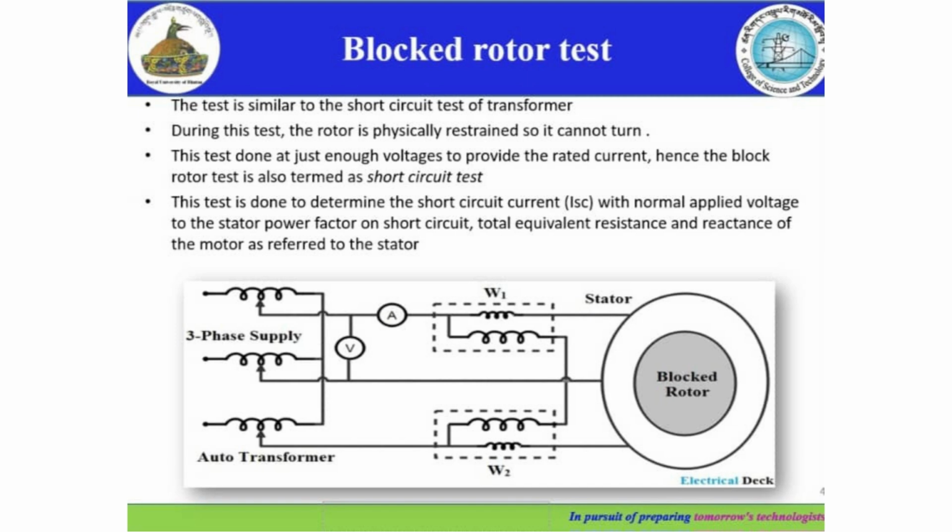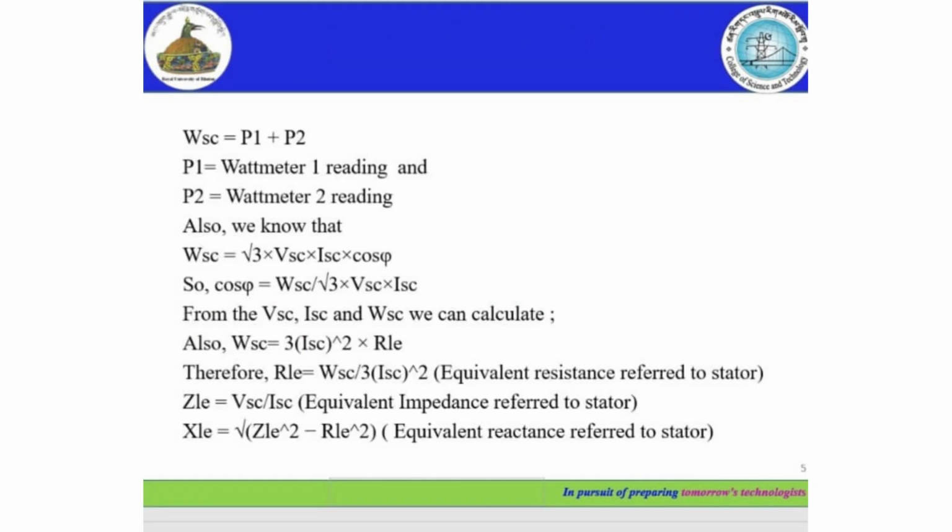From the name itself, we can know that the rotor is physically strained so that it cannot turn. This test is done at just enough voltage to provide the rated current. Hence, the block rotor test is also termed as short circuit test. This test is done to determine the short circuit current, which is ISC, with normal applied voltage to the stator, power factor on the short circuit, the total equivalent resistance, and the reactance of the motor as referred to the stator.